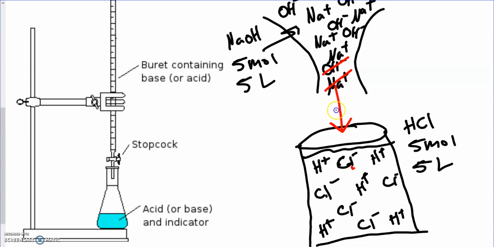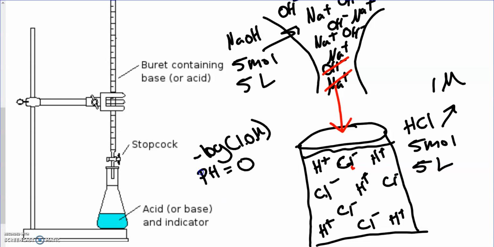So go back to the very, very beginning before we added any sodium hydroxide. We've got our 5 moles of hydrochloric acid floating in a 5-liter solution, which means we have a 1 molar HCl. Well, how do we calculate the pH of a 1 molar HCl solution? Well, we recognize that I'm going to have 1 molar hydrogen floating around, so we take the negative log of 1 molar, which is going to give us a pH of 0 initially. Okay, so great, no big deal.